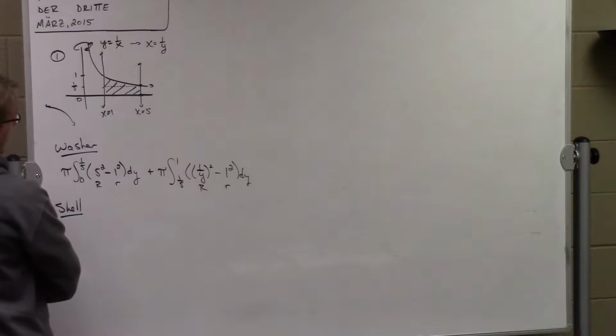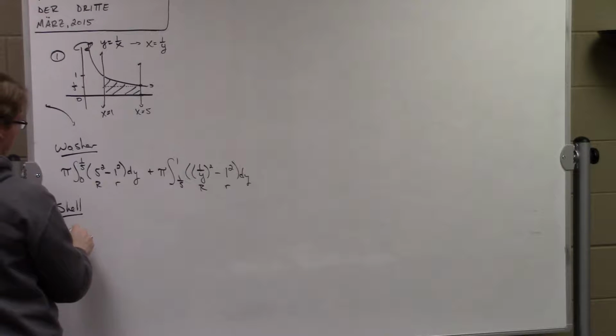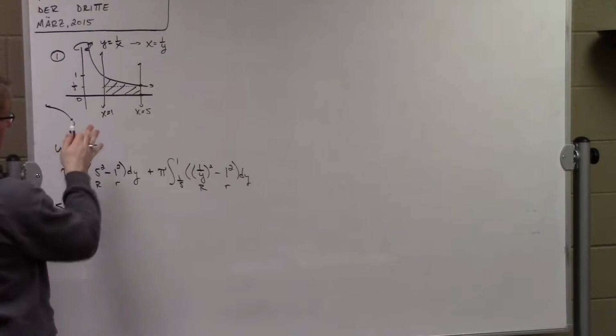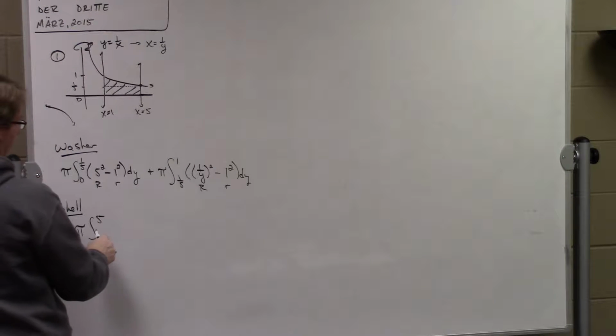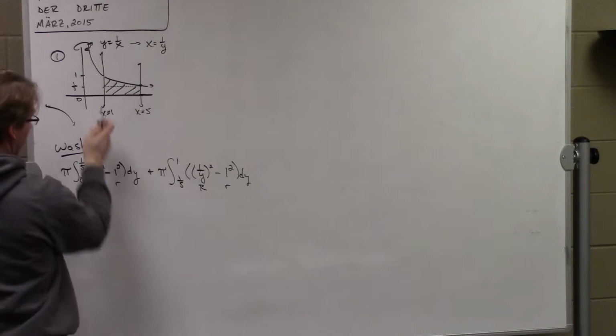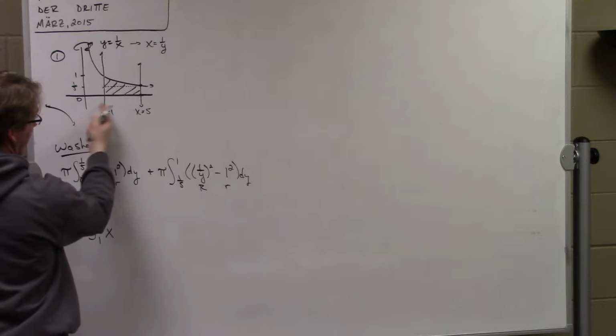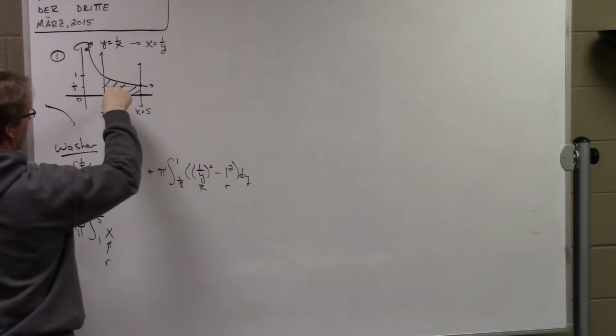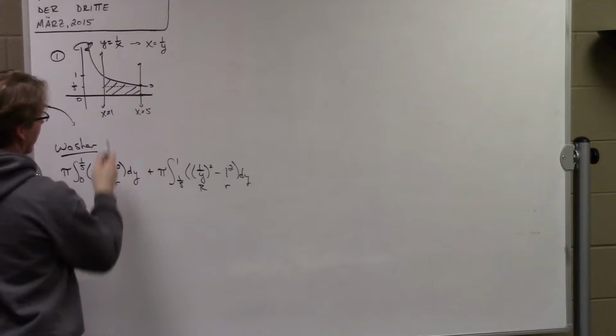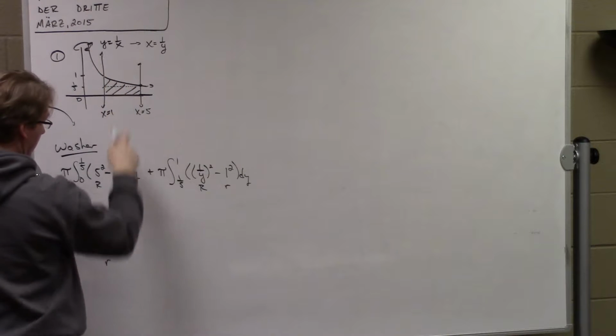Here's how I would do shell. Leave it in terms of x, and do our formula, which is 2 pi integral from a to b, in this case 1 to 5, because I'm going to stay in x values. The radius is going to be x, whatever x value I'm at, and the height is just going to be the function value. It doesn't change. The entire way here, that's on top.